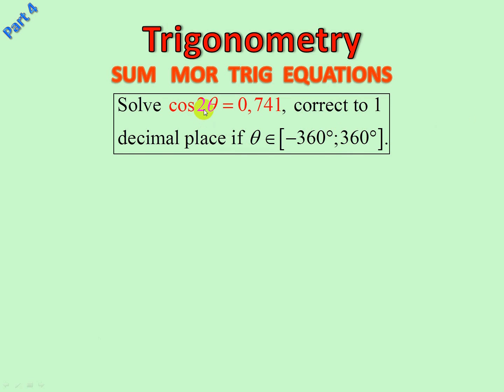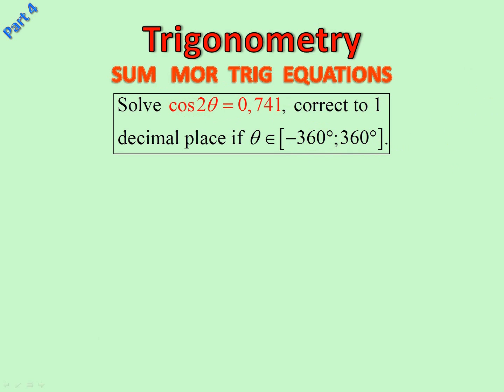Now, as soon as we put a 2 theta there, it doubles the number of periods in 360 degrees. So where cos theta without the 2 would have two answers, now it'll have 4 answers in 0 to 360. Now this is negative 360 to 360, so there are now going to be 8 answers.